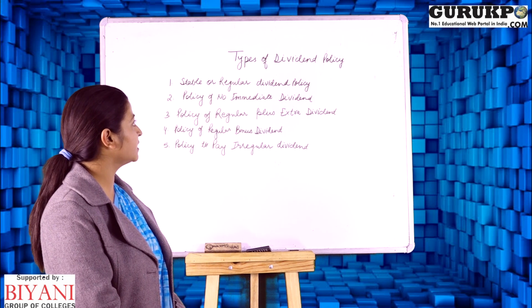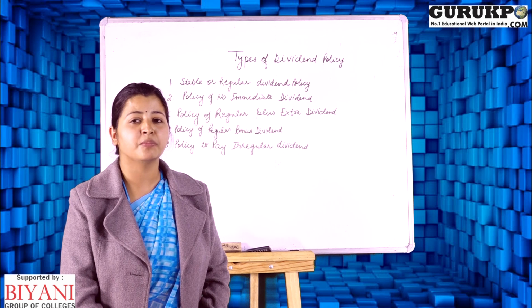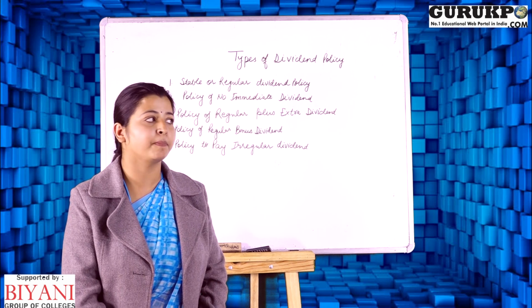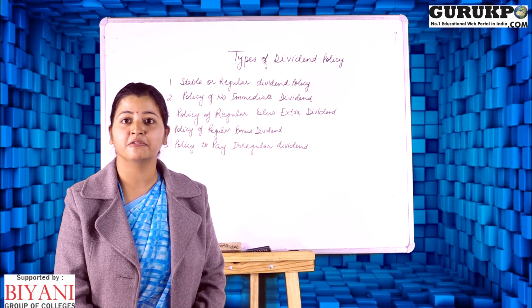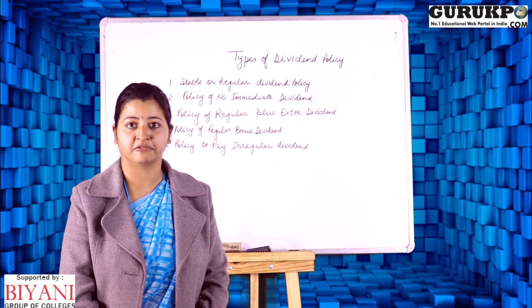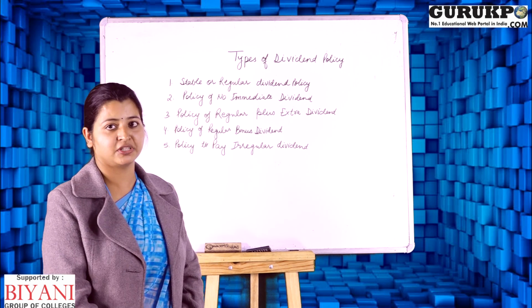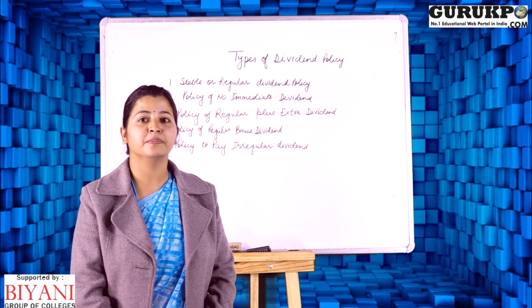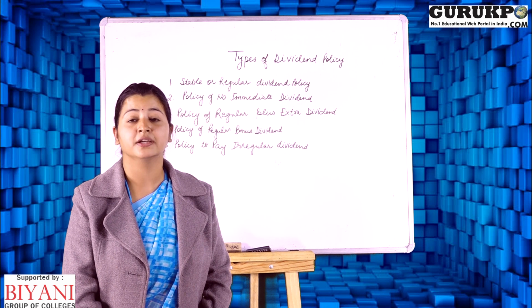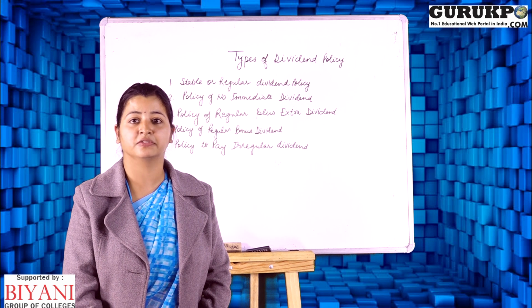The third form of dividend policy is the policy of regular plus extra dividend. Under this policy, companies pay a fixed amount of dividend and, along with it, pay extra dividend in case of prosperity or when the company has earned a huge profit. The next form is the policy of regular bonus dividend. Under this, a company along with cash dividend pays bonus shares to the shareholders, which increases the value of the shares of the shareholders.